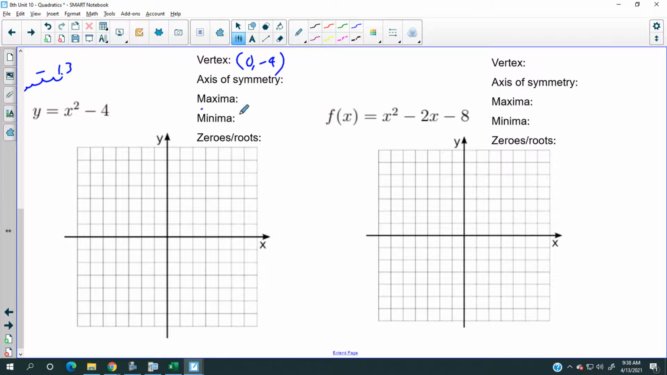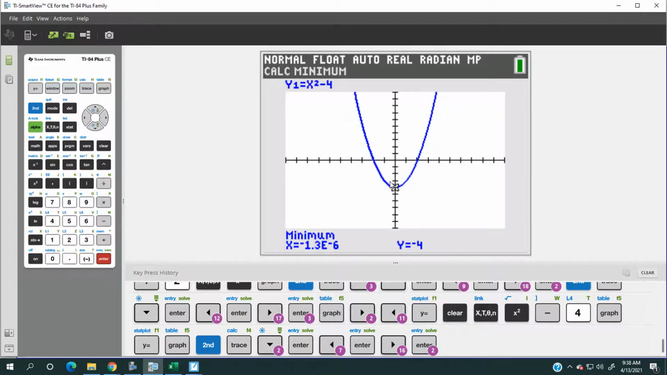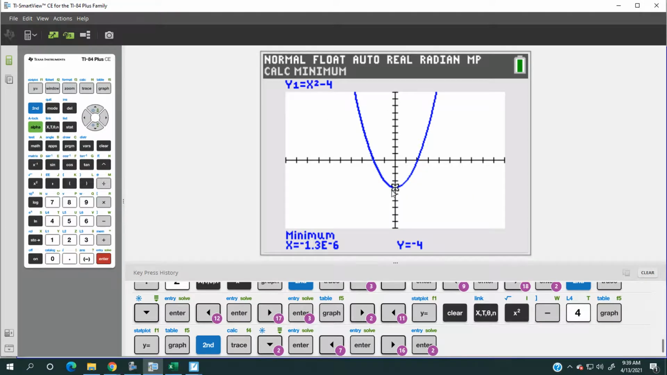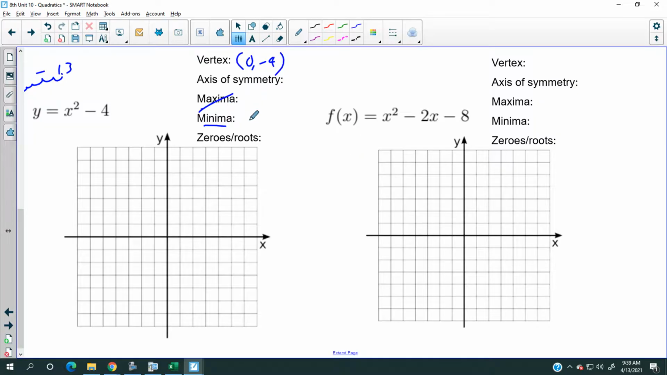Now, minima, there's no maxima, right? Because it's either one or the other, right? So the minima, what's the minima? The minima is the lowest point, right? Which is when x is equal to 0, right? Remember, for minima and maxima, you have to tell them what the x value is. Where in the x value can you find a minima or maxima?